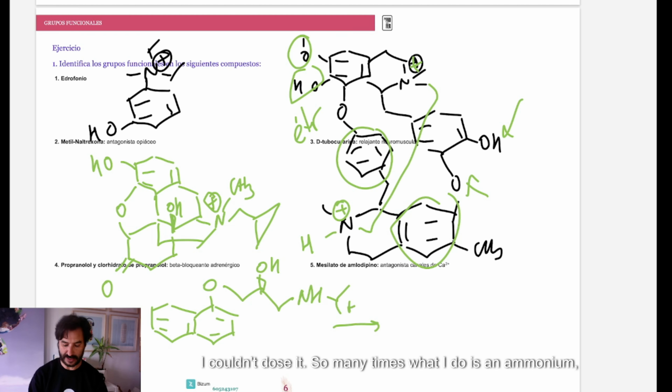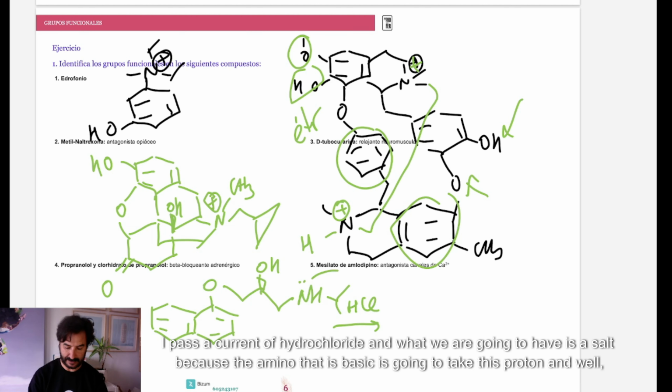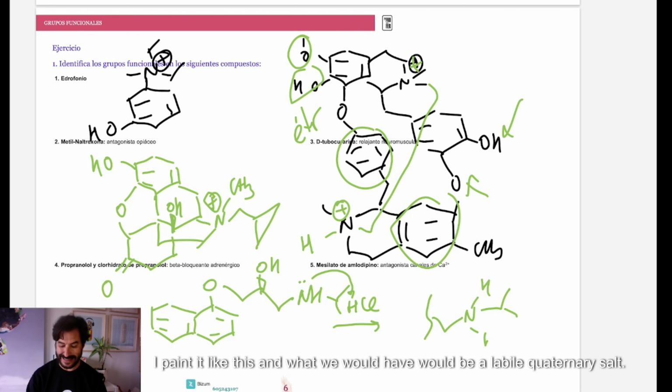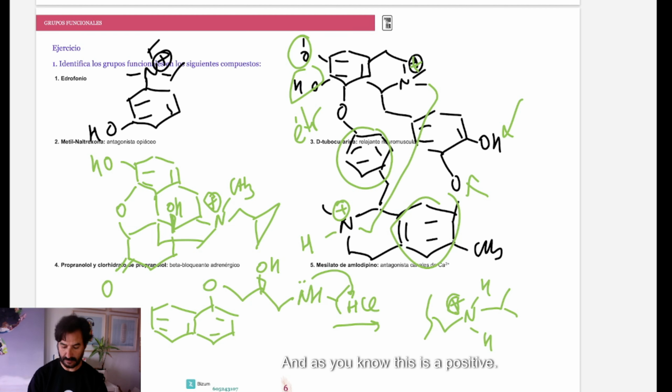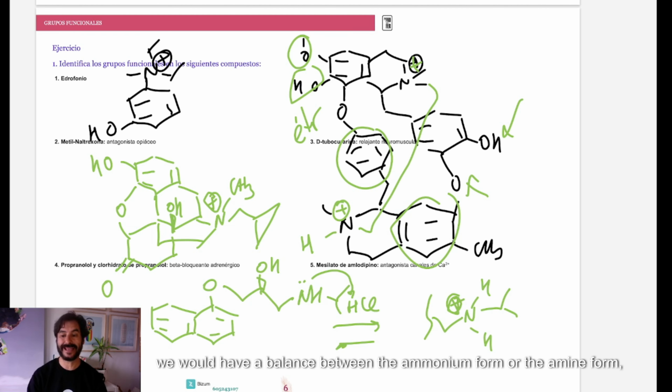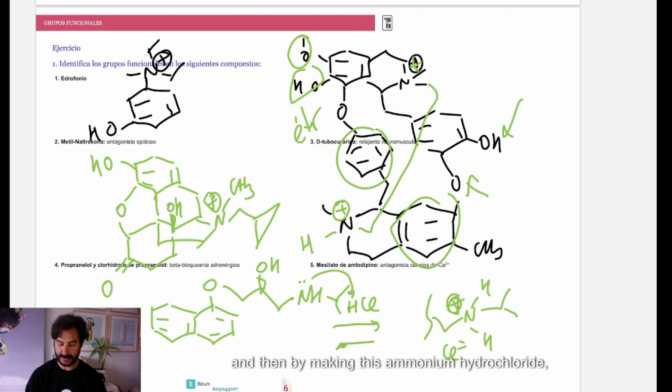I couldn't dose it. So many times what I do is make an ammonium salt: I put propranolol in solution, I pass a current of hydrochloride, and what we are going to have is a salt, because the amine, which is basic, is going to take this proton. And well, I don't paint it whole, I paint it like this. And what we would have would be a labile quaternary salt. And as you know, this is a positive. Okay, we would have a balance between the ammonium form and the amine form.